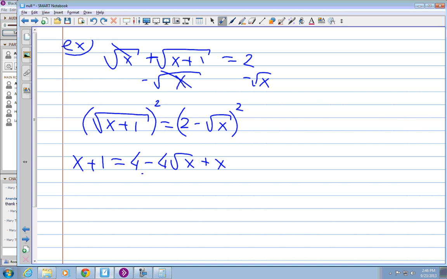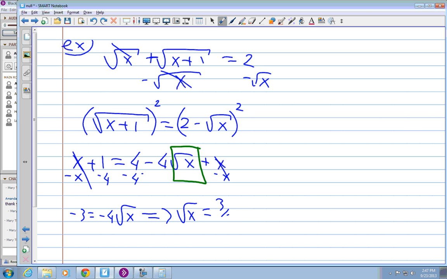So I still definitely have some radicals left, don't I? So I need to isolate this radical. So first, subtract x from both sides. So they just cancel, right? And then you can subtract 4 from both sides. So you have negative 3 equals negative 4 times square root of x. Is that okay? So divide both sides by negative 4. You have square root of x equals 3/4.